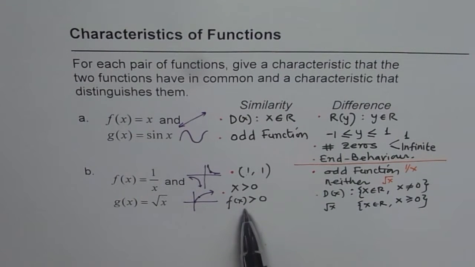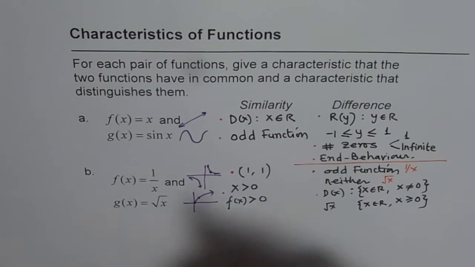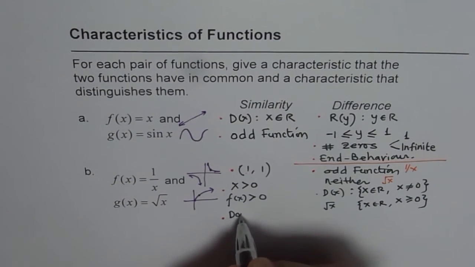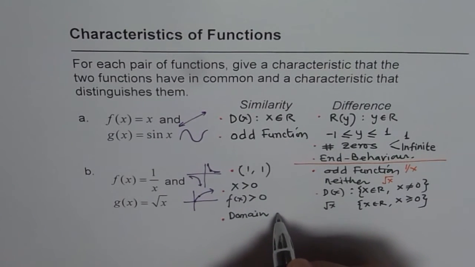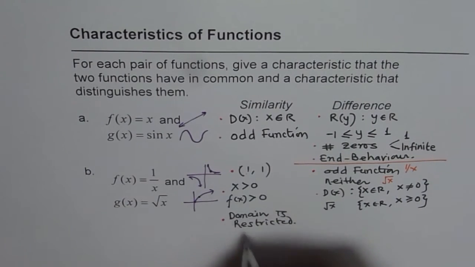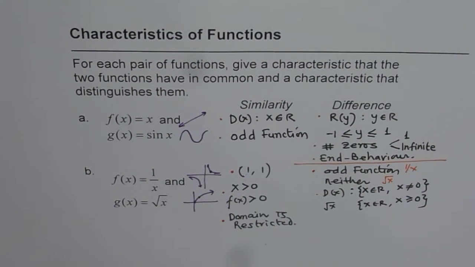One of the similarities you could say here is both functions do not have all real numbers in their domain, right? So that way they are similar, in that they are restricted in some way or the other. So we can add one more here: the domain is restricted. May be different, right? But the domain is restricted. So that is how we can find a very few similarities, but it's kind of critical and important to list them. I hope you understand and appreciate. Thank you and all the best.